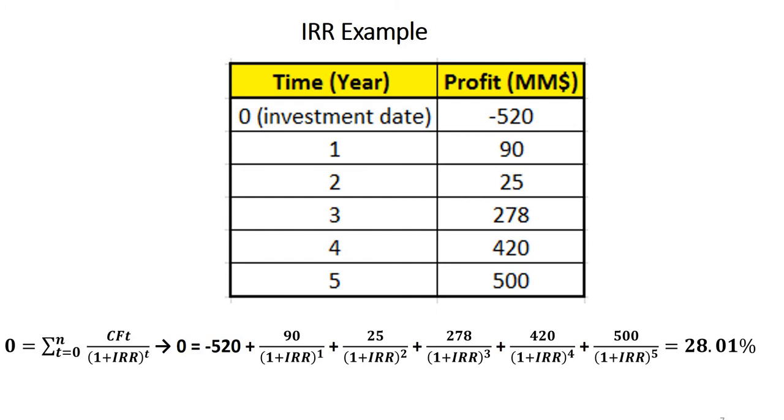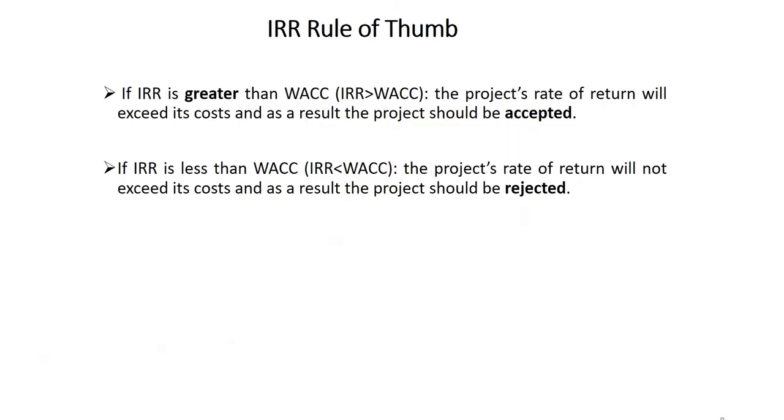So if I go to the next slide, the rule of thumb for IRR is: if IRR is greater than the weighted average cost of capital, or my discount rate, the project's rate of return will exceed its cost, and as a result, the project should be accepted. So if my cost of capital is 10% and my IRR is, let's say, 15%, the difference between my IRR and my cost of capital is 5%. I'm creating 5% of value for my shareholders.